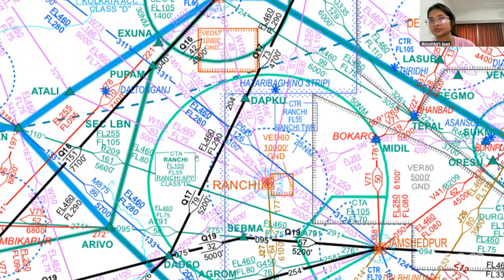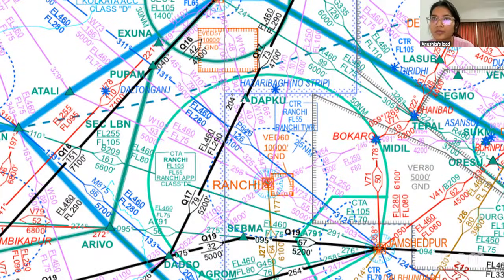And reciprocal traffic is in between the two same directions. So reciprocal traffic minimum vertical separation was 2,000 feet for conventional vertical separation, and for reduced, it becomes 1,000 feet. So Dapku, we can spot on Whiskey 106, the pink route.